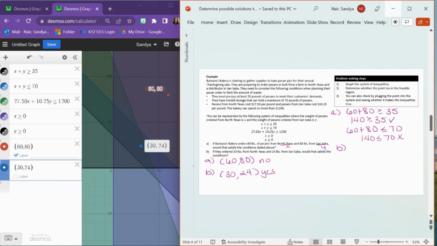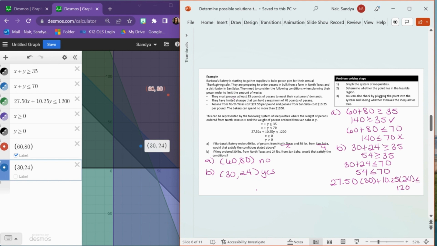Okay, let's try B now. So if we plug in 30 and 24, 30 plus 24 is greater than or equal to 35 because 54 is greater than or equal to 35. Then if we try the second inequality, we have 30 plus 24 is less than or equal to 70. So that's telling me that 54 is less than or equal to 70. So that works.